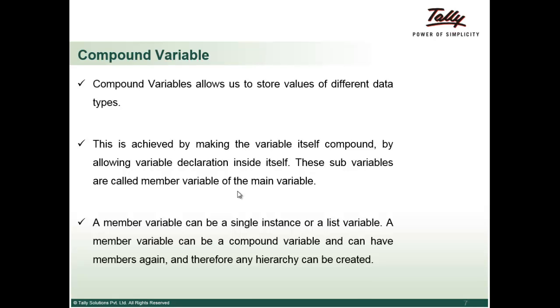So a member variable can be a single instance or a list variable. We'll see what a list variable is. The member variable of the main variable, that is the compound variable, can be a single instance, that is a simple variable, or it can also be a list variable, or it can also be another compound variable. So what they are saying is, a compound variable can have a simple variable or compound variable or list variable also. If a compound variable has another compound variable, that member compound variable will have sub members also. In that way, there is a particular hierarchy in the compound variable.